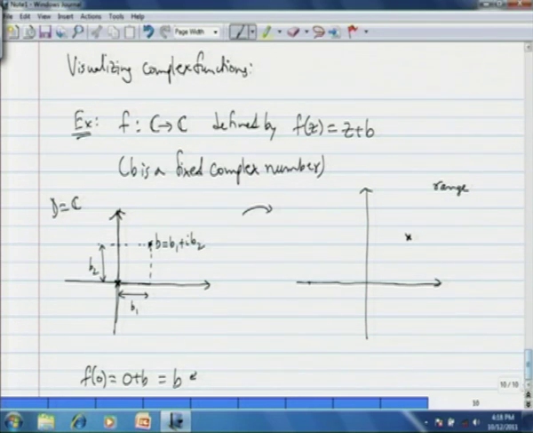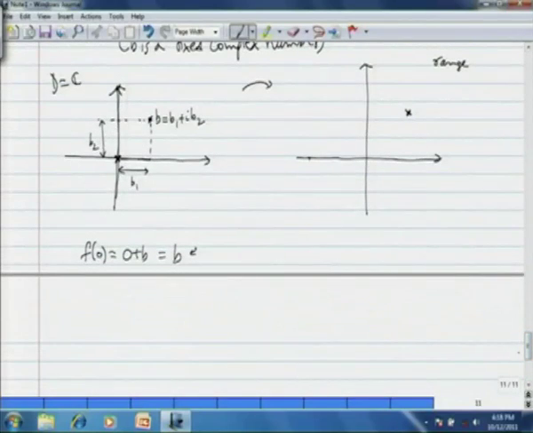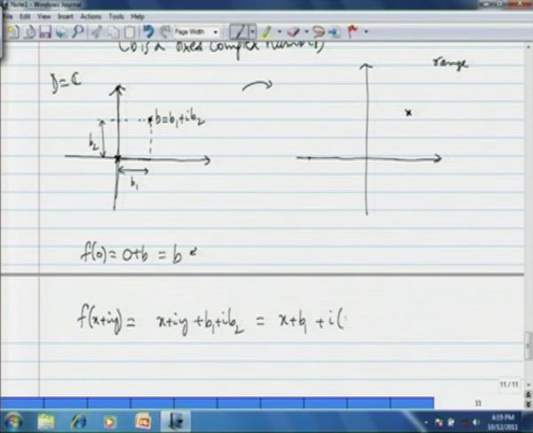So, in general, if you pick a point x plus i y, let us calculate what f of x plus i y is. This is going to be x plus i y plus b, which is b 1 plus i b 2. So, this is going to be x plus b 1 plus i times y plus b 2. What this means in terms of pictures is that this point x plus i y is translated via this number b.